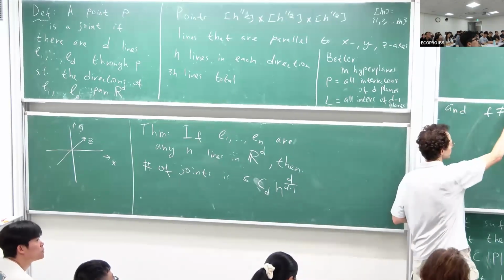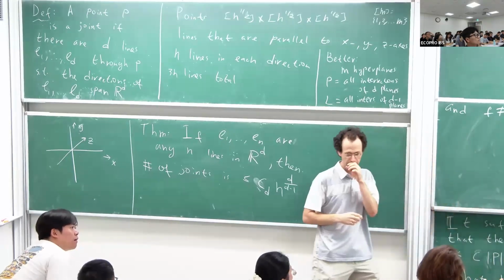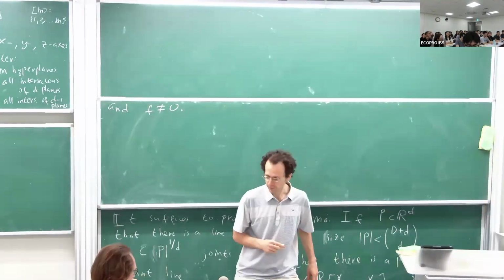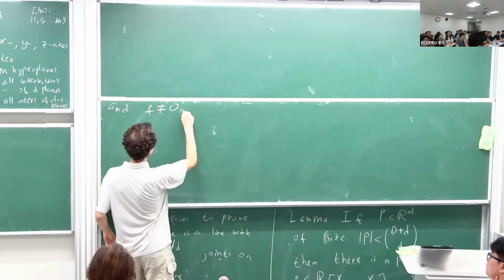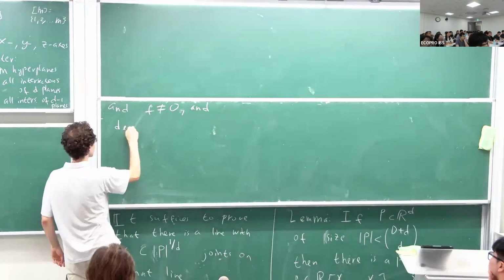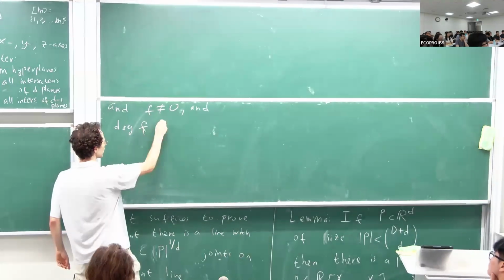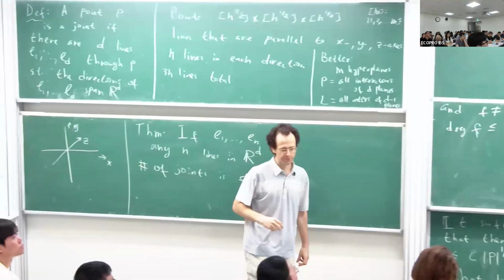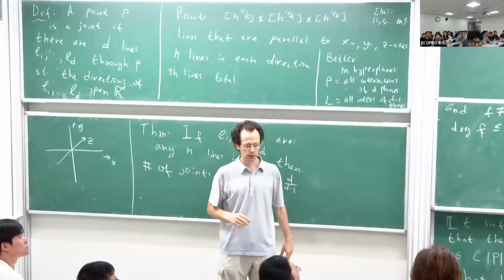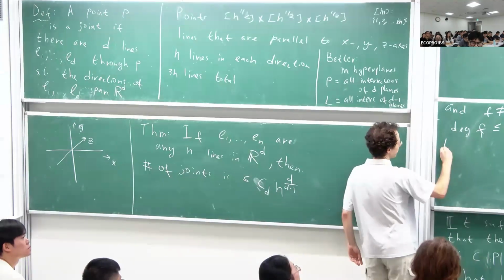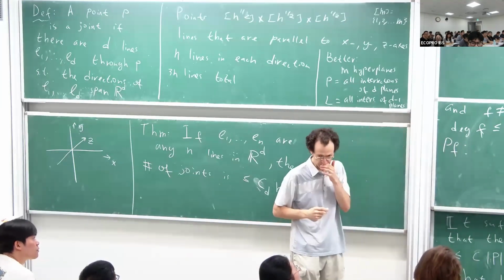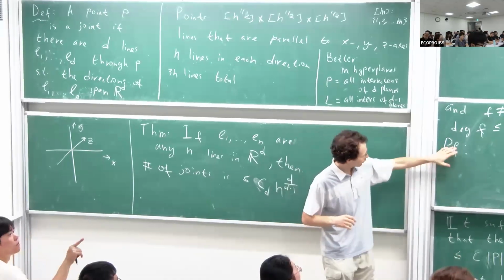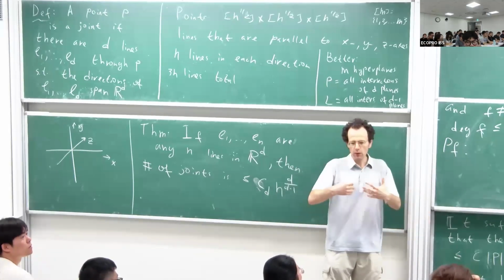And F is not the 0 polynomial. Sorry, did I miss something? Maybe the degree. Thank you. And the degree, this is important, is at most E. So we want to find the polynomial.